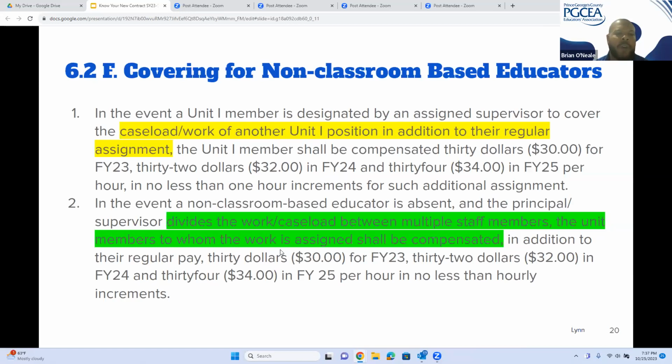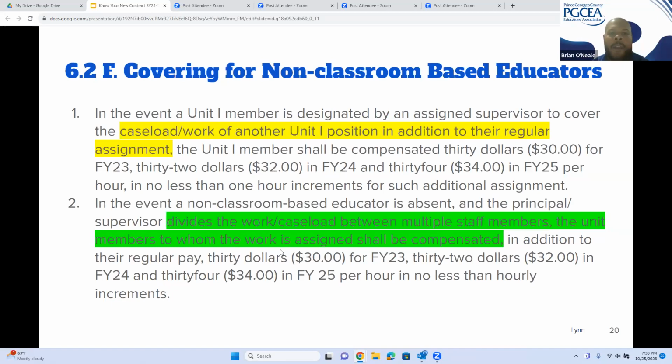Bear with me. So just to give you a quick example, and pick one that's easy. A school has 6 special education teachers. One of those teachers goes out on FMLA, right? I know this has happened, right? So the sped caseload from the one teacher is now moved to another teacher. Will that teacher be paid the PGCEA caseload/workload covering payment? Yes. The answer is yes, you would.